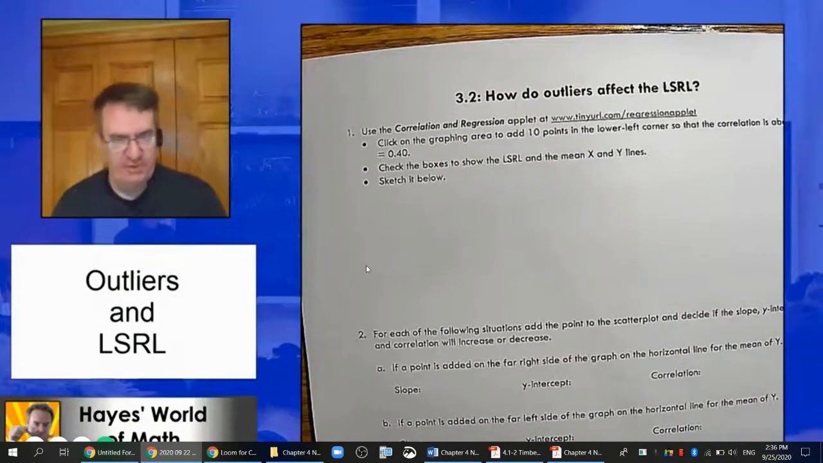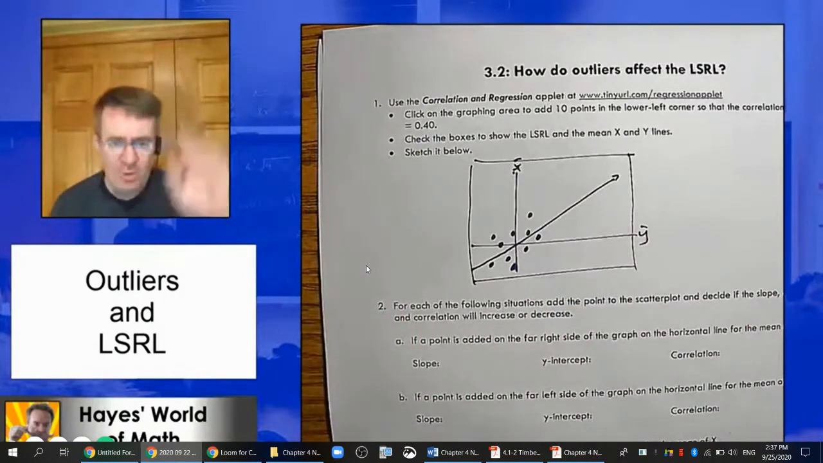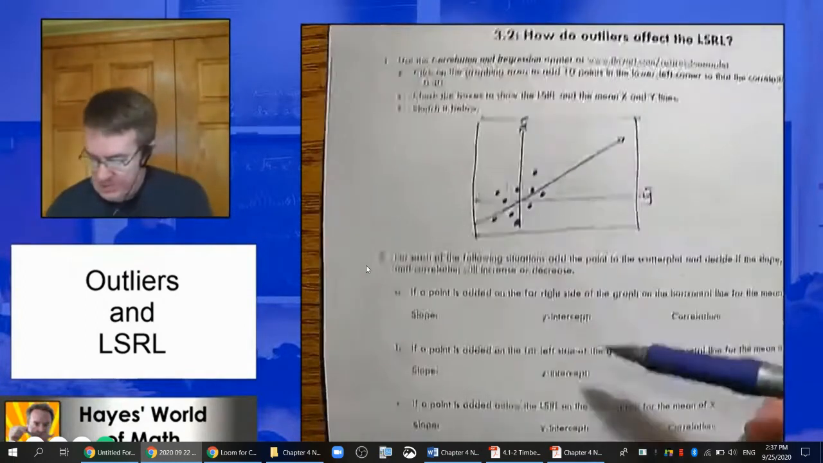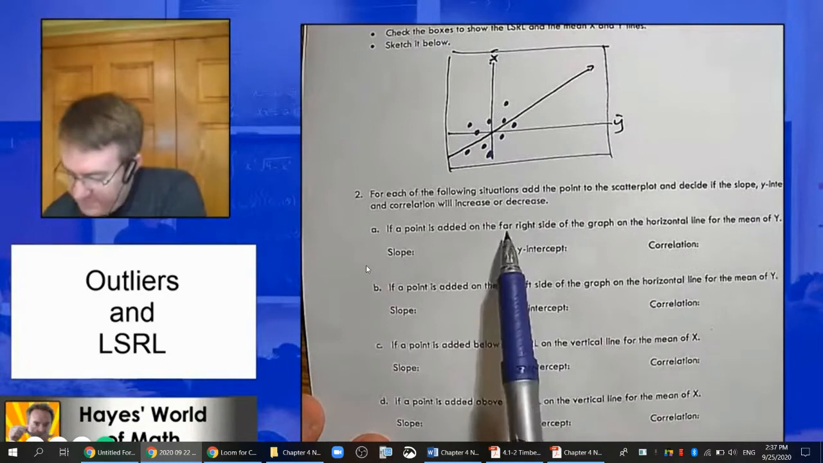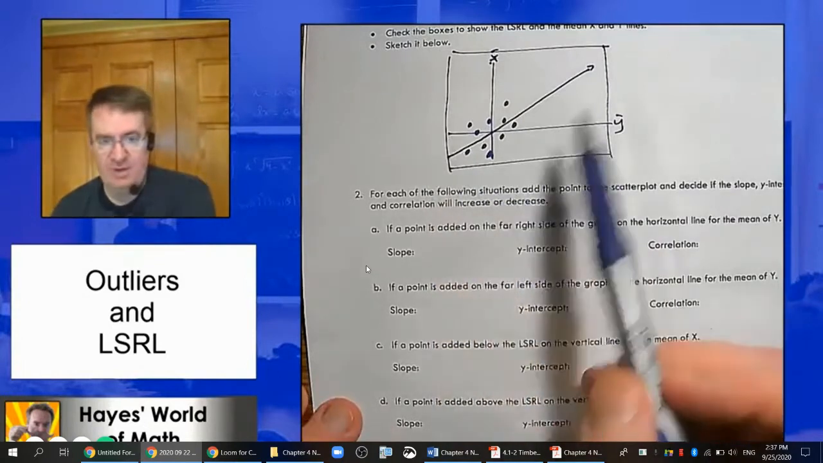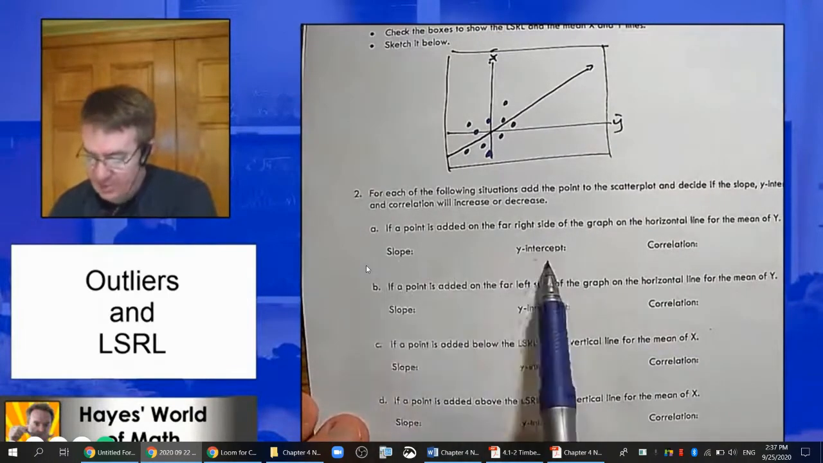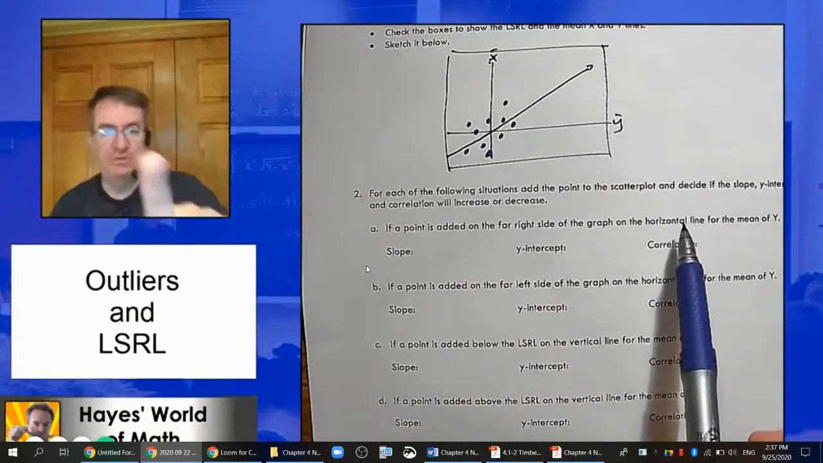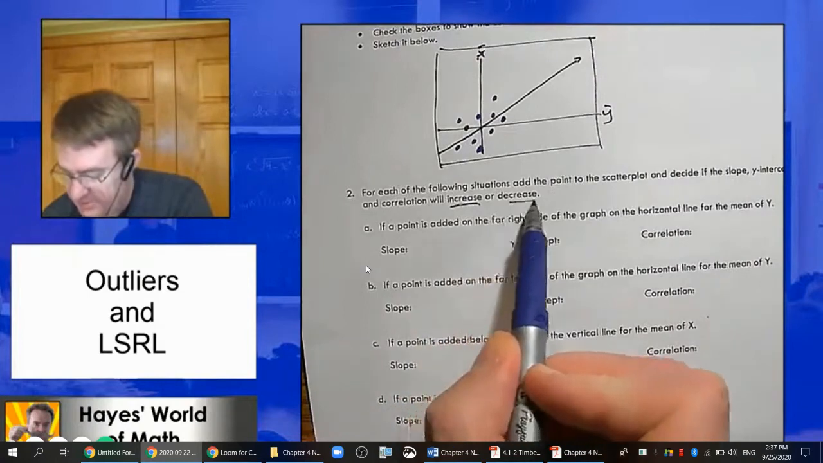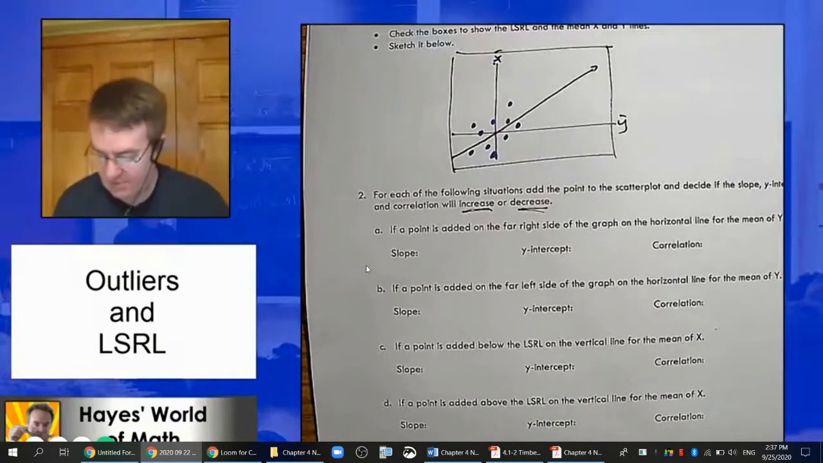So we're going to do a quick sketch here below. We're going to make 4 points. We're going to make one on the far right-hand side of the graph on the horizontal line. So we're keeping the Y, so this is not going to change your Y mean score. It's just going to change X value scores. And so we're going to see what happens there. We're going to check both the slope and the y-intercept in addition to the correlation.